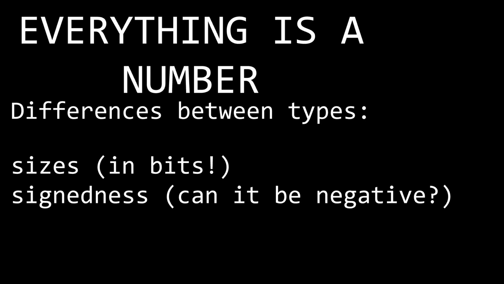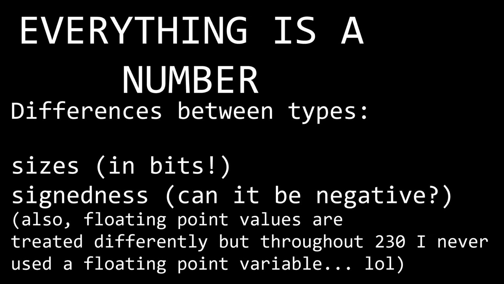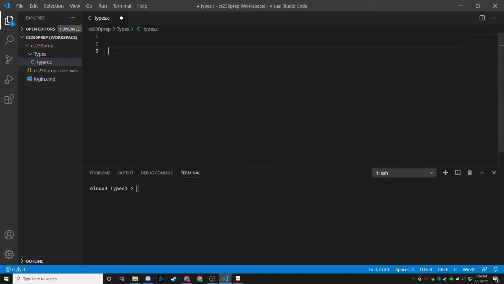Another difference between types is the signedness. Some types are unsigned, which means they can't have negative numbers, and some types are signed, which means they can have negative numbers. There's also floating point values, which, to be honest, aren't really used. I never used a floating point value at all throughout CS230. Everything's a number. Here I have just types.c.